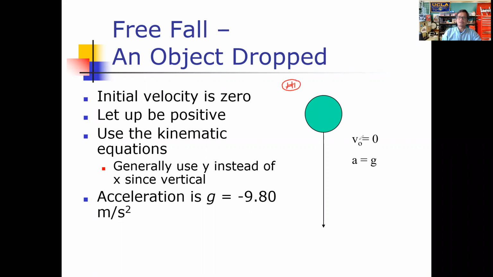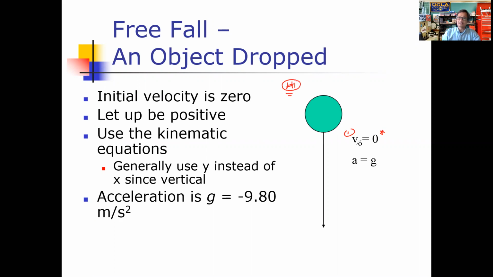What are the characteristics of an object in this first type of free fall? Well, first and foremost, and this is going to be the key difference between this and the other types of free fall, it has a starting velocity of 0.